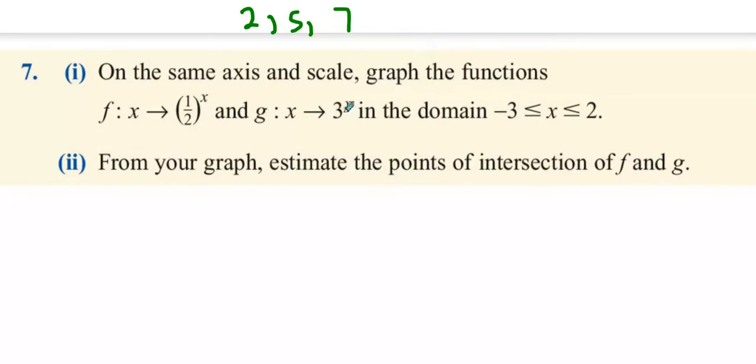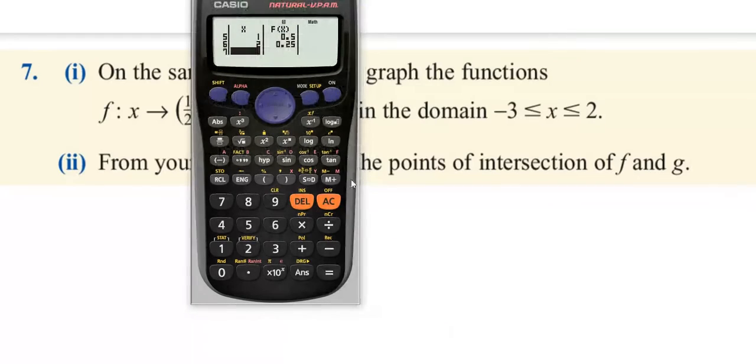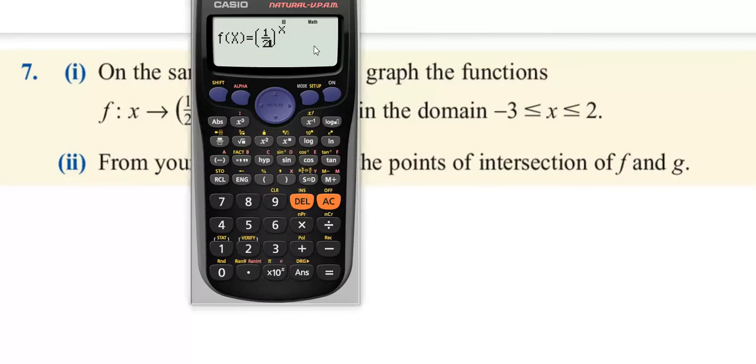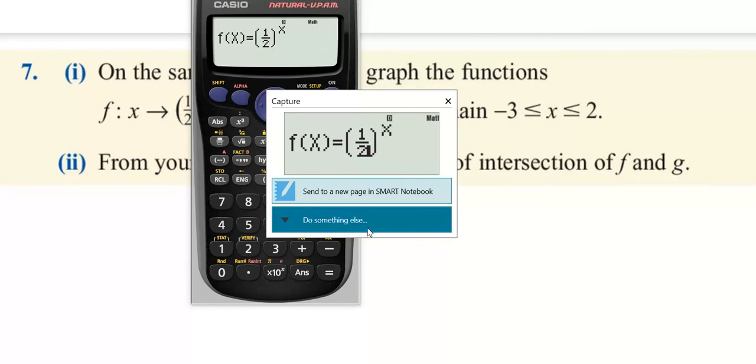Now we got to do the second one, which is 3 to the power of x. So 3 to the power of x, you'd be expecting it to increase by a factor of 3 each time. See the way this is f of x equals 1/2 to the power of x. This means it's going to be getting halved every time.